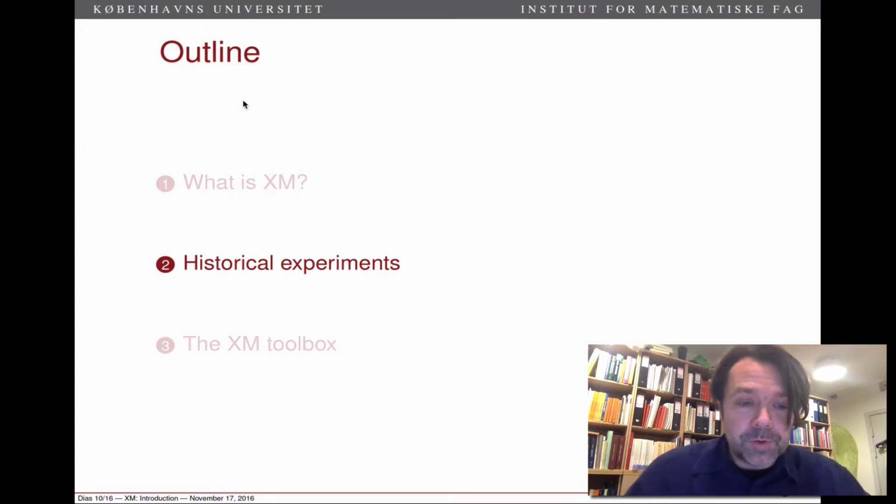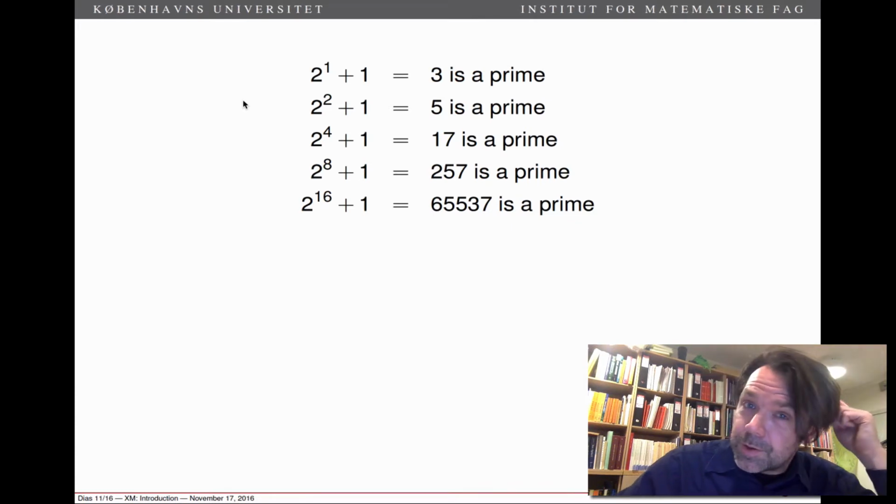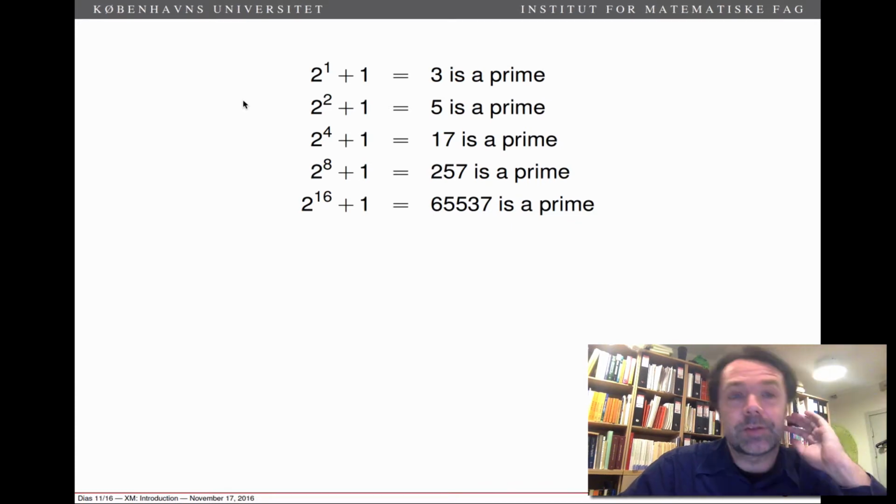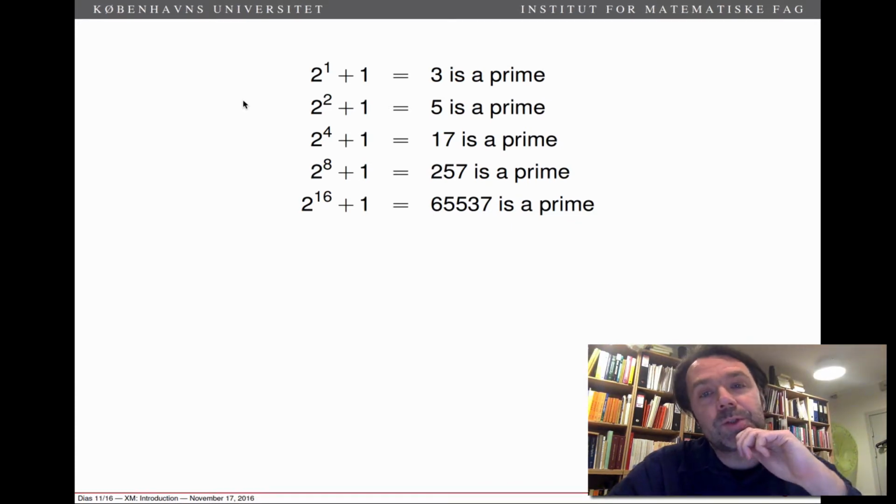So let me show you a few more examples of classical historical experiments. And this time I'll try to contrast the pre-computer approach with the post-computer approach. So the first example is a very famous one. It pertains to numbers of this form, 2 to the k plus 1.